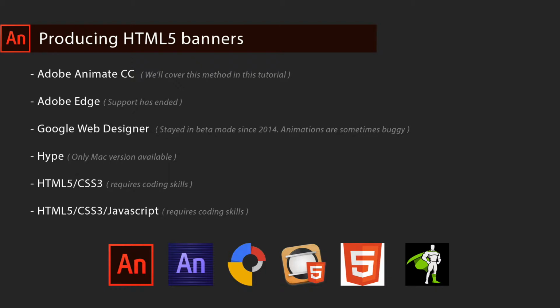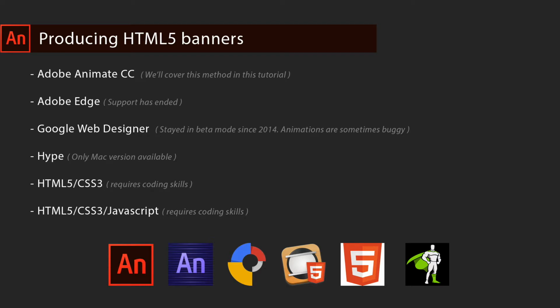Another tool that can be used is Adobe Edge. However, Adobe has announced that it is ending support for this software. Google Web Designer is another tool, but it has stayed in beta mode since 2014. Animations that are rendered using this software are sometimes buggy. Hype is an HTML5 banner building tool which is compatible with only Mac.